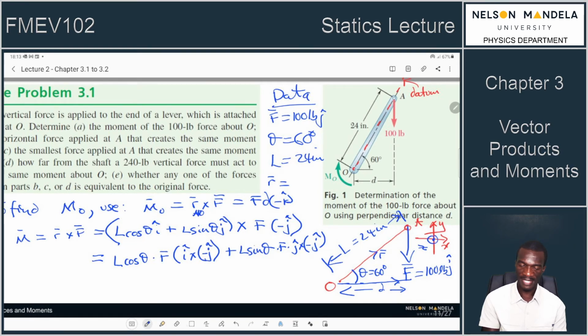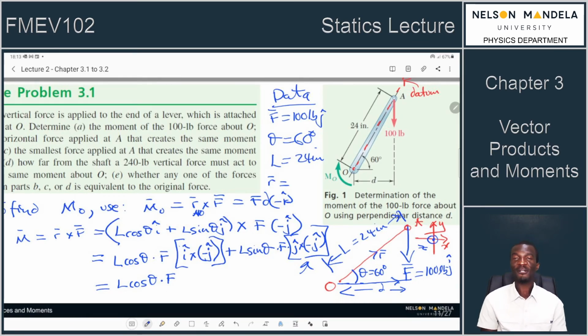I want to put a proper vector here. So let me just do that. Okay, fine. So this one, we know that it tends to 0. So our first part is the solution. Our first part is therefore L cos theta multiplied by the magnitude of the force F.